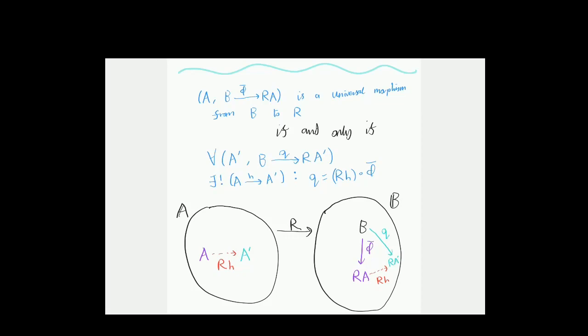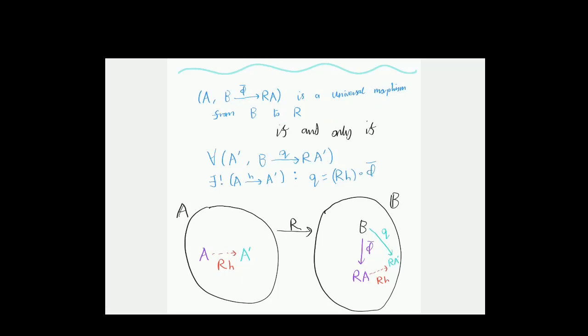Now, there's a left-handed version of this and a right-handed version of it. We're going to be looking at the right-handed version today, but you can dualize all this stuff. So I'm going to be talking about a universal morphism from B, which is an object of our category script B, to R, where R is a functor which comes into our category script B from this category script A. And this is the kind of thing that you could also call an initial morphism from B to R.